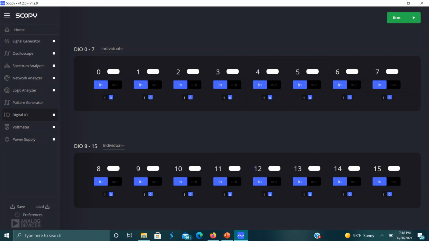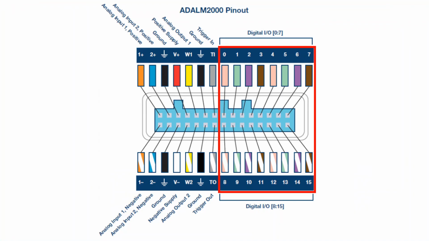On the M2K, you can see that there are 16 digital channels, each with their own toggle button to designate them as input or output, or to logic 1 or 0. These channels can also be set to operate individually or as a group of 8. On the pinout of the M2K, the 16 input or output pins are used to implement the digital I/O tool.